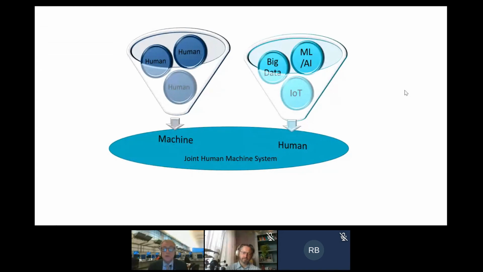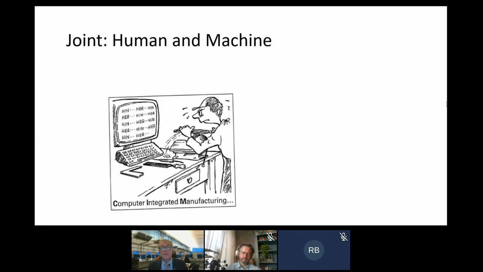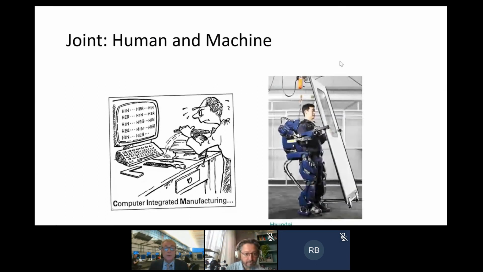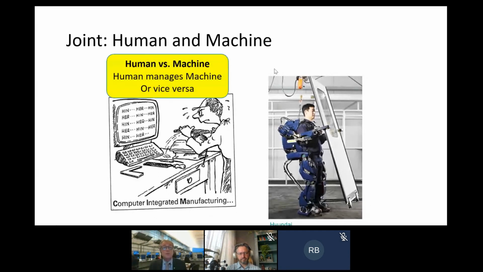It's basically bringing the human together with the machines, the big data, the Internet of Things, into one. And this is easily said, but it's quite a complex thing. So you see here, for example, the machine trying to control the human, versus the human managing the machine, or vice versa. The computer on the left says something, and the worker is trying to imitate the movement. Whereas on the right-hand side, you see a picture from Hyundai where a person has a robotic suit, which allows him to carry much more weight than he normally can. So this is a combined thing.